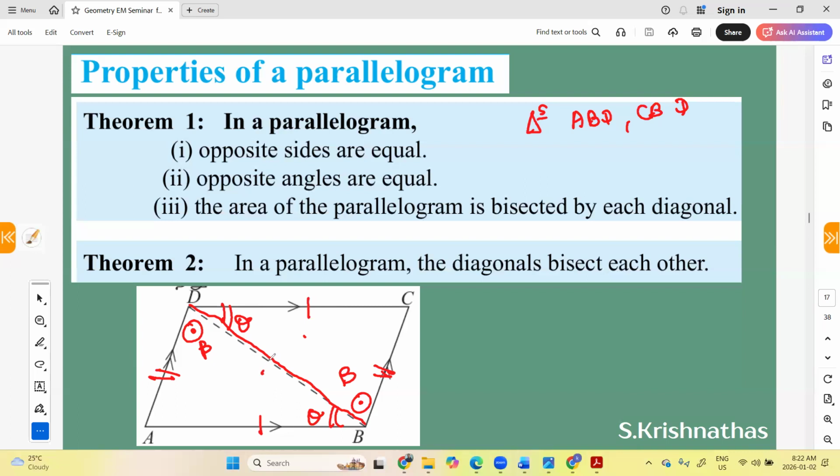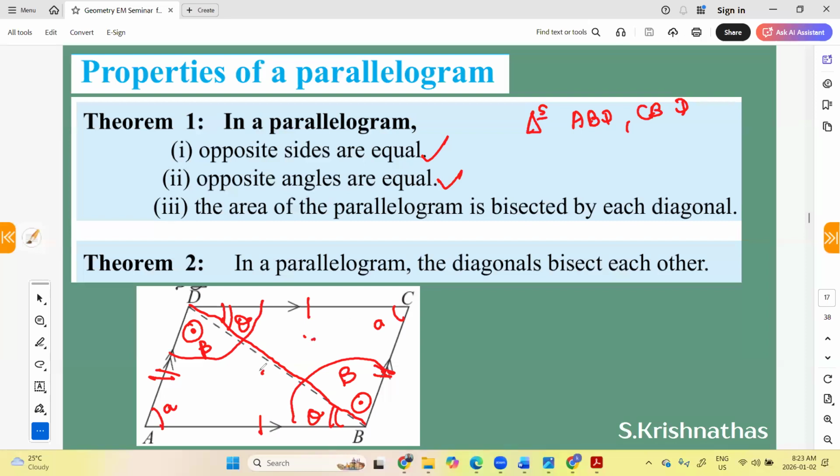Then you prove corresponding elements are equal. So opposite sides equal, we prove. Then if this is A, this one also A, corresponding elements of congruent triangles. Then this is theta plus beta, this one also theta plus beta, so the other opposite angles also equal.